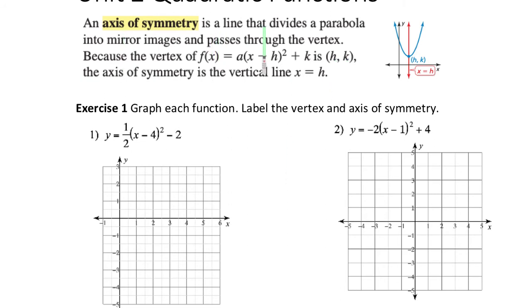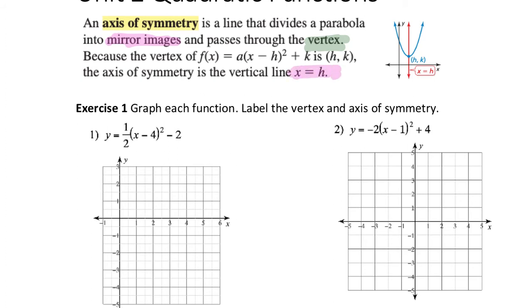The axis of symmetry is a line that divides the parabola into mirror images. This is very important. When we draw the graph, this mirror image is going to help me with the graph. And it passes through the vertex. That's another important part right here. The line is a vertical line with the equation x equals h.